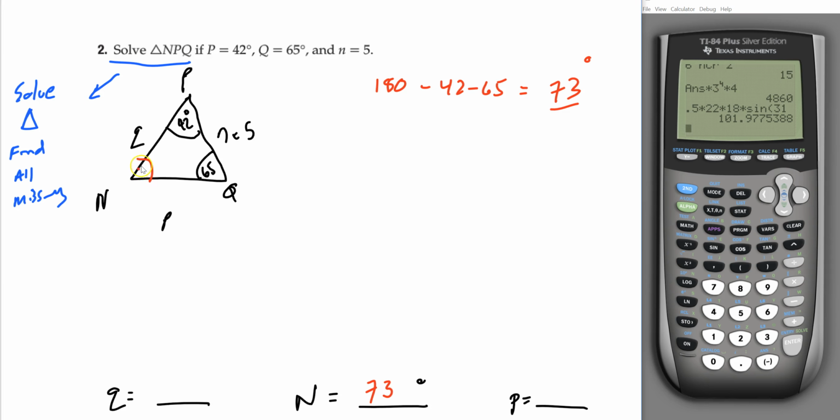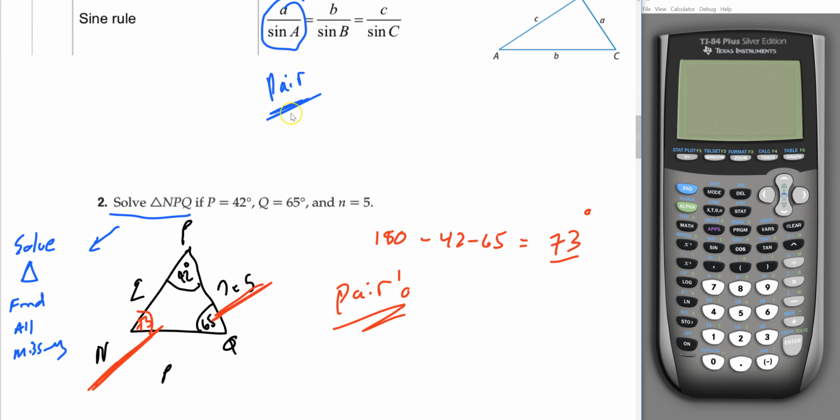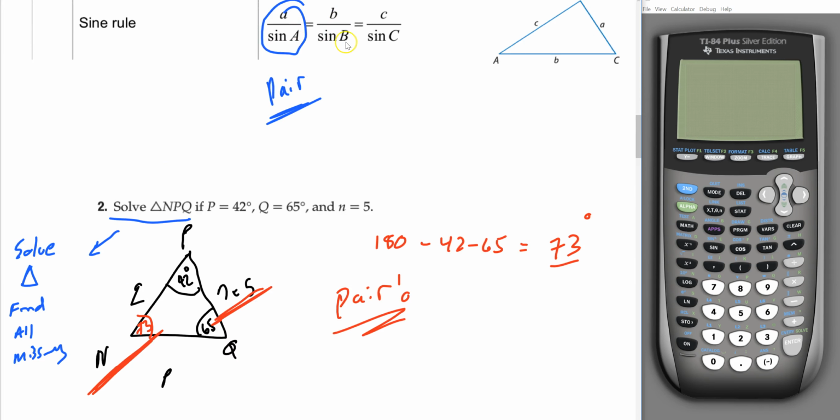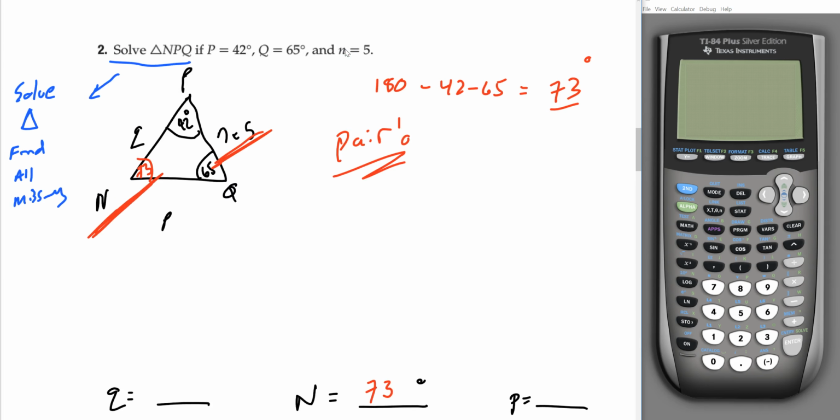And more importantly, now I have a pair. I have the n's. Once you have a pair, you start using law of sines. So if we go back to the formula, A over sine of A equals blah, blah, blah. In this case, I have the n, so let's do 5 over, now very important guys, it's not over 73, it's over sine of 73. A lot of people make that small mistake. So 5 over sine of 73 equals, and then let's solve for anything we want. Let's solve for the p's.